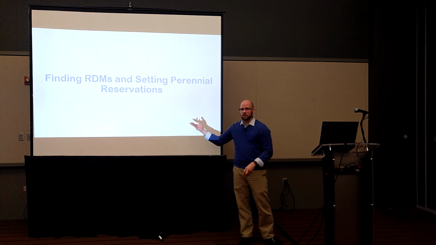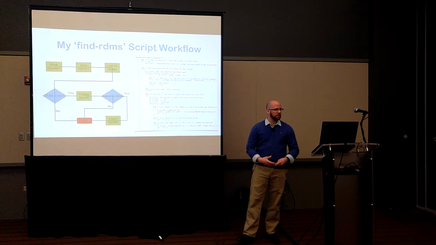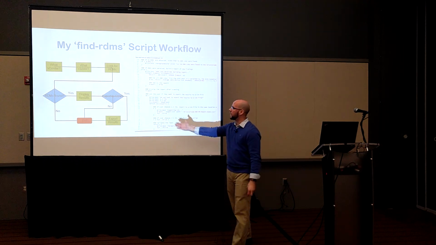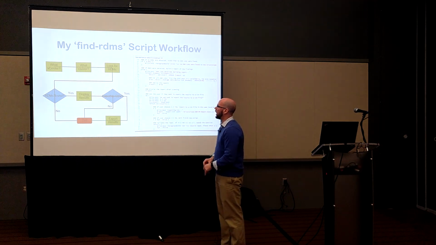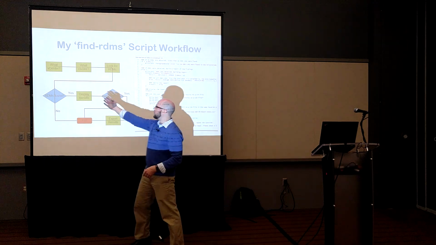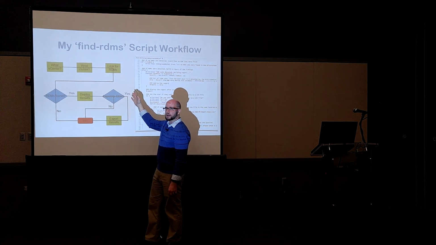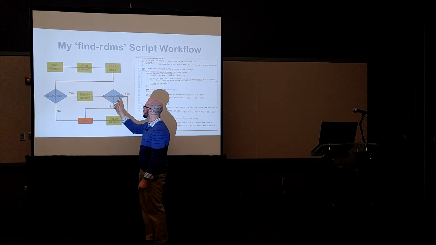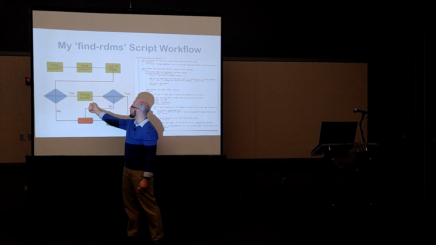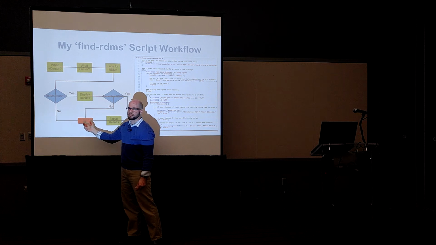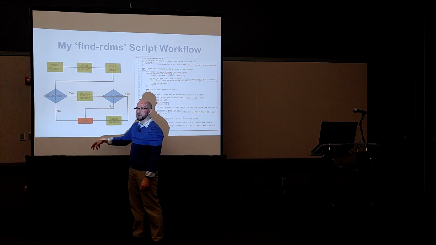So finding the RDMs and setting perennial reservations, this was kind of, as my thought process developed, I had this workflow come through where you have, again, what vCenter, what cluster are you looking for? Why don't you go ahead and scan the entire cluster for those RDM disks? If it finds RDMs, display the results. If it doesn't find any RDMs, just say, hey, no RDMs were detected, exit.